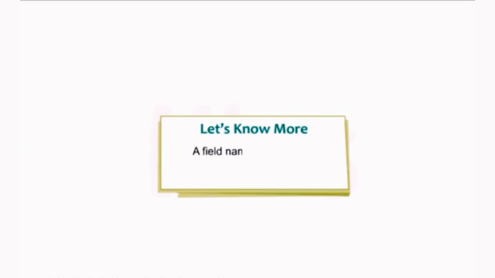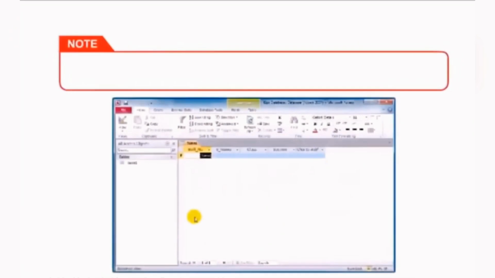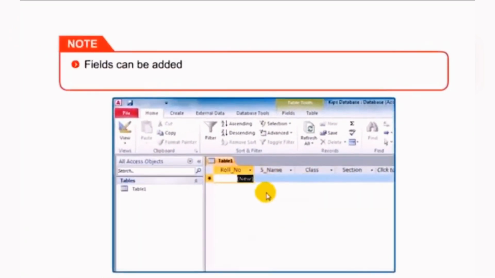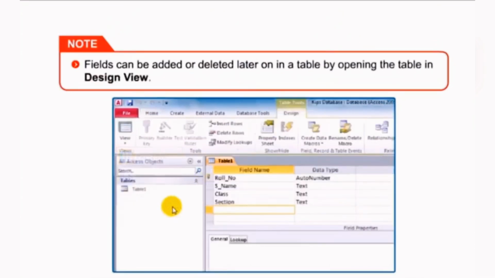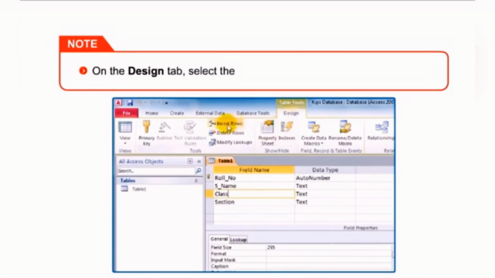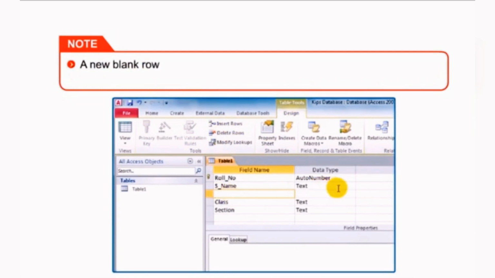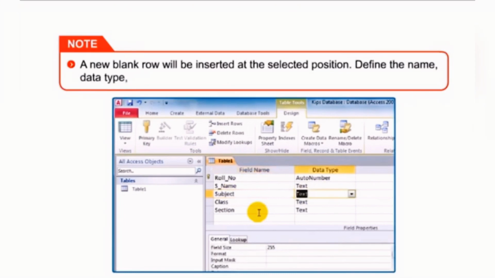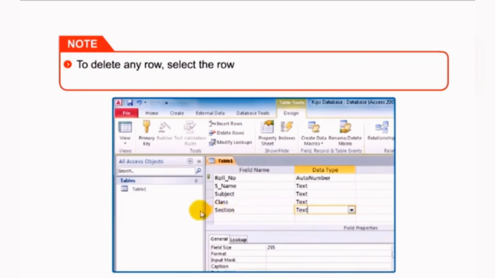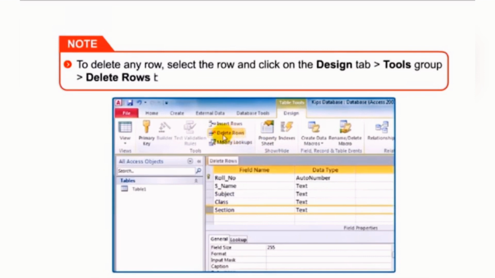Students, note that a field name can have up to 64 characters including space. Students, note that the fields can be added or deleted later on in a table by opening the table in Design View. On the Design tab, select the Insert Rows option in the Tools group. A new blank row will be inserted at the selected position. Define the name, data type, and properties for the new field. To delete any row, select the row and click on the Design tab. Then go to Tools group, then go to Delete Rows button.